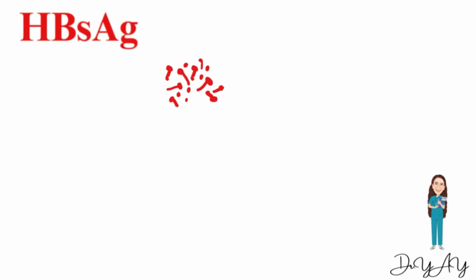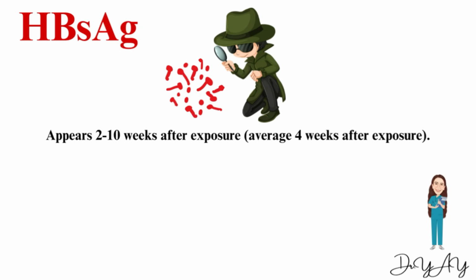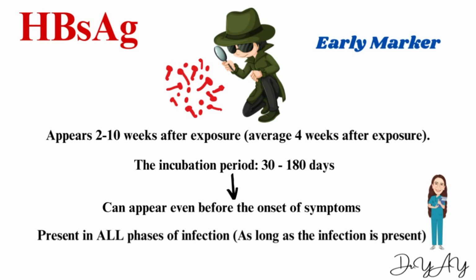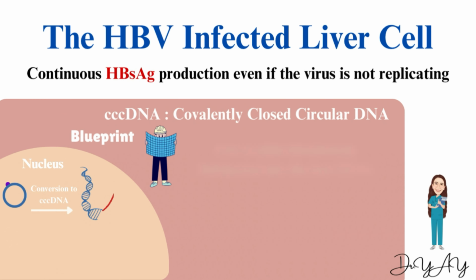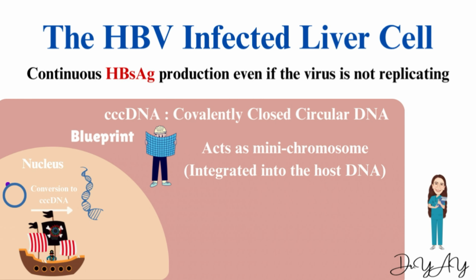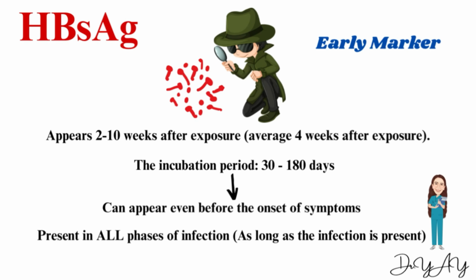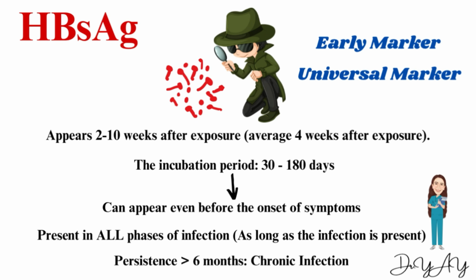Another thing to know is that the hepatitis B surface antigen appears 2 to 10 weeks after exposure to the virus, with an average of 1 month after exposure, meaning that it appears even before the onset of symptoms. In addition, it's present during the phases when the virus is not replicating, and this continuous production, despite the fact the virus is not replicating, is a result of the viral DNA integration into the host liver cell DNA. It's like the liver cell is reprogrammed to keep making the surface antigen as long as the virus is present, making the hepatitis B surface antigen a very important marker for all phases of infection, and its persistence more than 6 months denotes chronic infection.